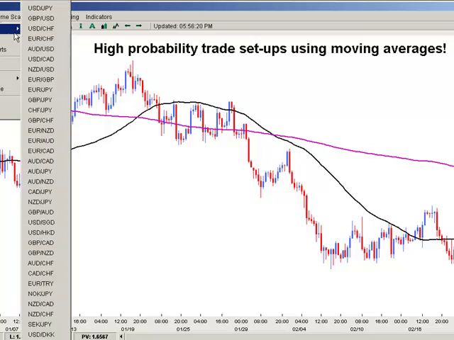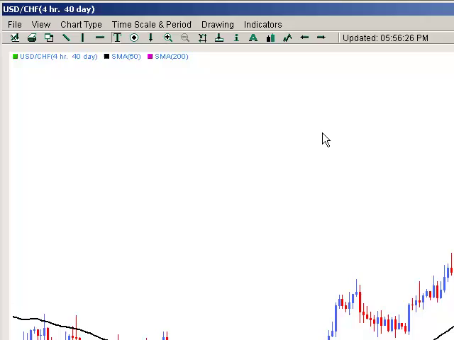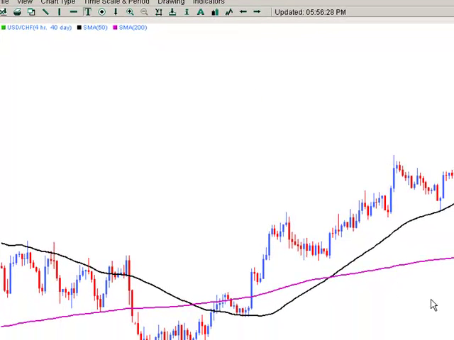I'm using this on a 4-hour chart. You can do this on daily charts or 4-hour charts. I typically would encourage you to use it on longer time frames like 4 hours or daily charts, because those are going to be a lot more significant and have bigger potential moves.